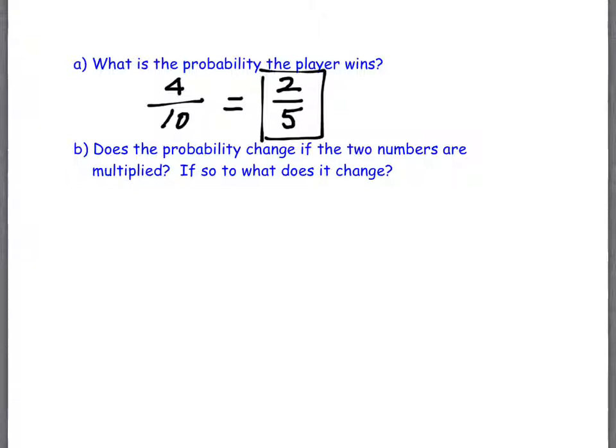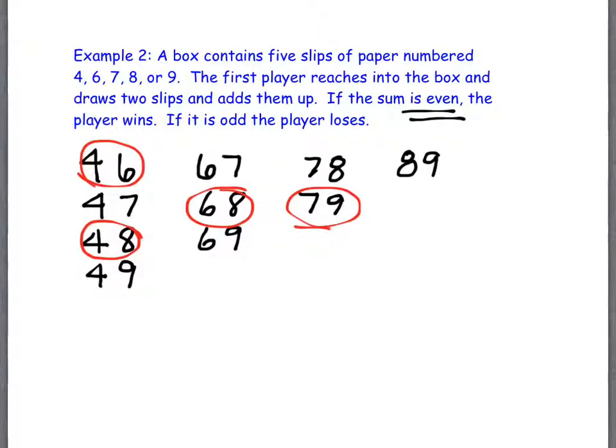Part B says, does the probability change if the numbers are multiplied? If so, what does it change to? So let's take a look. Are all of the current numbers that are circled going to give us, when they multiply, a value that's even? No. Which one doesn't? The 7 and 9. So let me rewrite that one without the circle. Are there any others that are not circled that give me a product that's even?